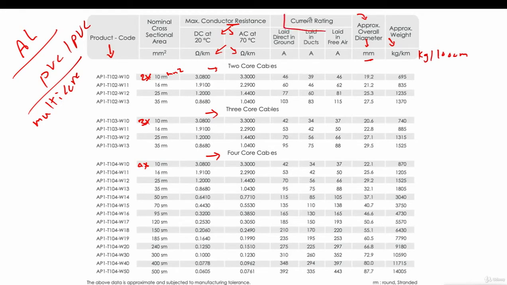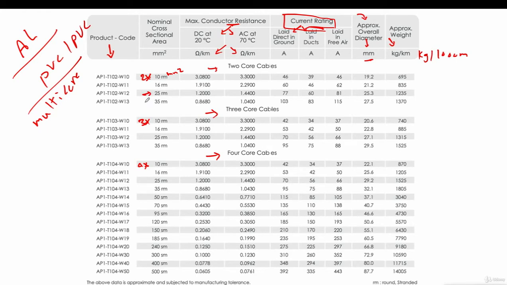The most important columns here are the current rating, which we will use in sizing cables. The current rating is given for three types of installation conditions: laid direct in ground, and laid in duct. And as we said before, ducts here means cable tray, cable ladder, or cable trunk, or also conduit or pipes. And the last installation section is laid in free air.